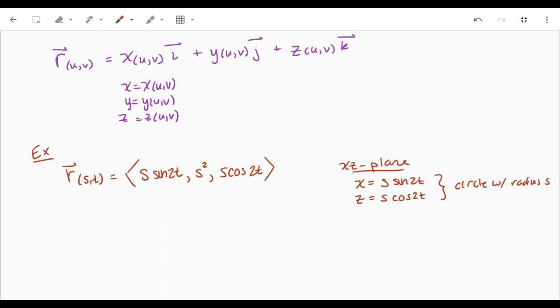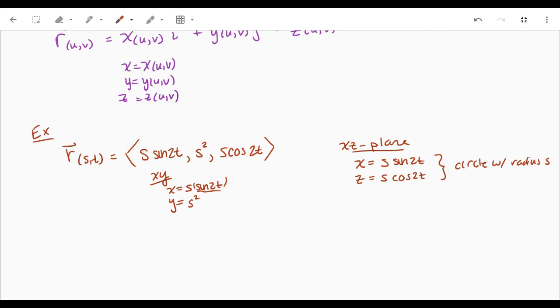And then you can see that in your other planes, like your xy plane, x is s times the sine of 2t, and y is not dependent on t at all. Whatever that sine of 2t is, it would be constant for some value of t, and y is just s squared. It's going to be a parabola in your xy plane, where as s increases, y increases by s squared. Again, that 2t is like the stretch factor of a parabola. You have something similar with your yz plane. Just thinking through those things, you can then sketch it.